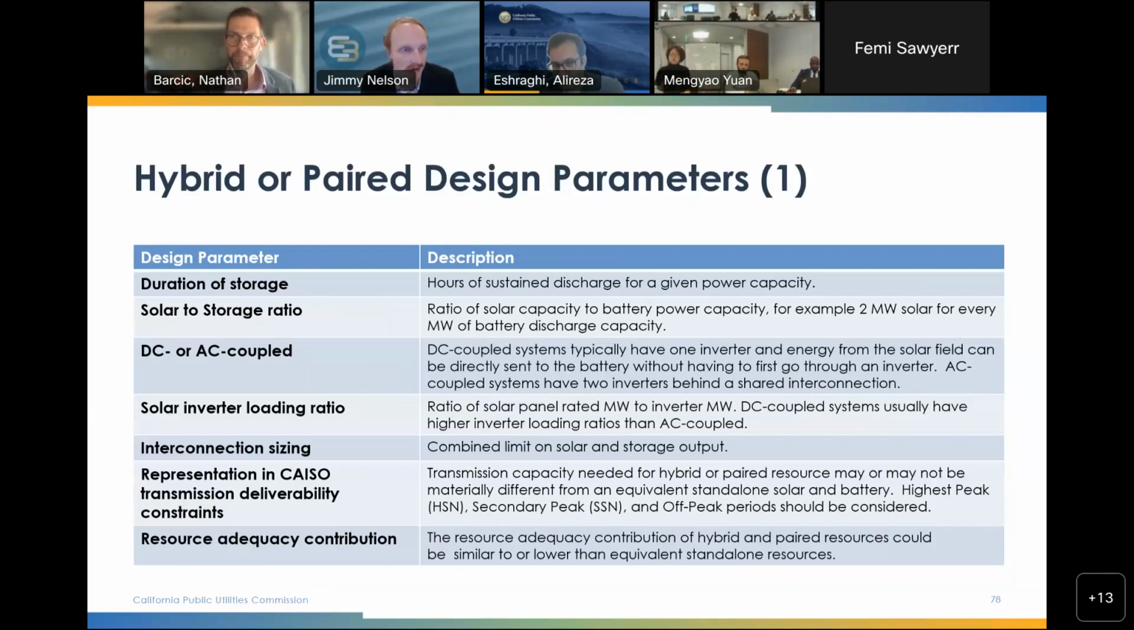The duration of the storage, we frequently see 4 hours out there, but sometimes it can be less than that or more than that. How many megawatts of solar there are to each megawatt of storage, whether the solar and storage are AC or DC coupled, the amount of panels relative to the inverter for the solar, and then how big the interconnection itself is, how limiting that will be in terms of getting power out to the grid, how these resources should be represented in CAISO transmission deliverability constraints, in the 3 periods that are modeled: the highest system need, the secondary peak, and the off-peak periods. And then the resource adequacy contribution of those resources. Is it similar, more, or less than equivalent standalone resource? Next slide.